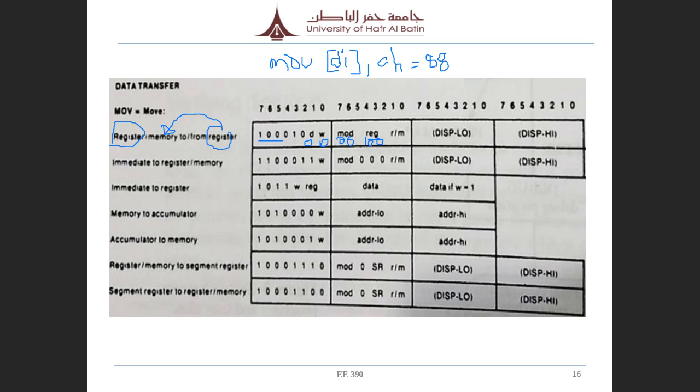Now look at the chart, the chart for MOD 00. What will be the R/M code for memory addressed by DI? Tell me. All of you agree? 101?